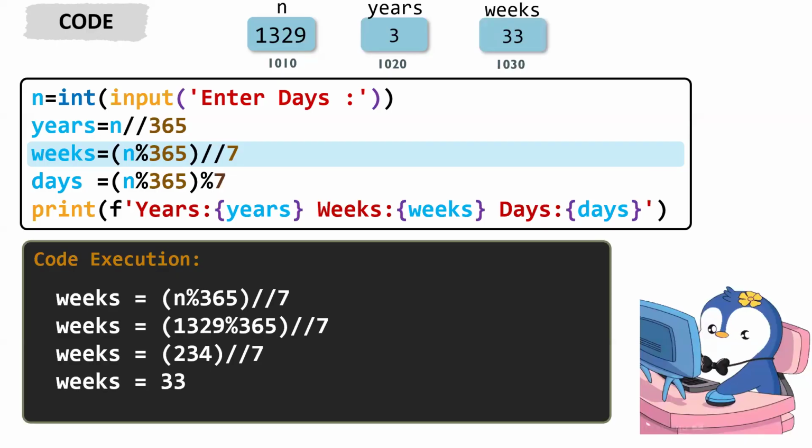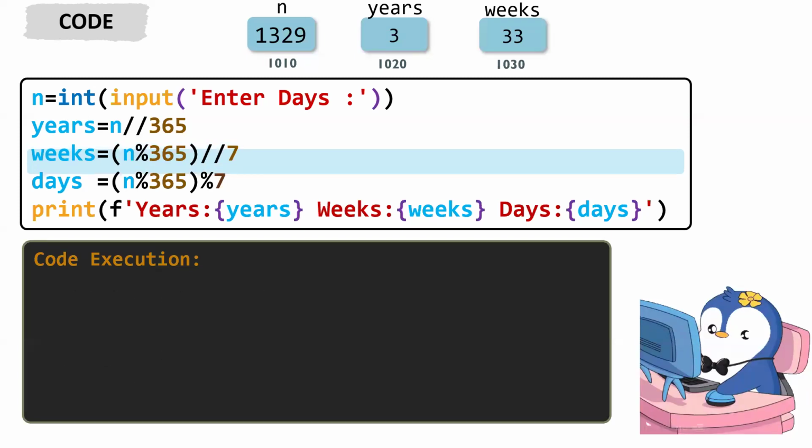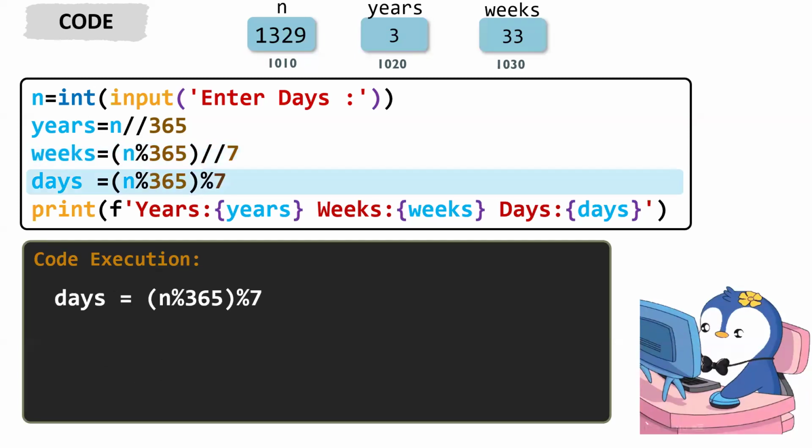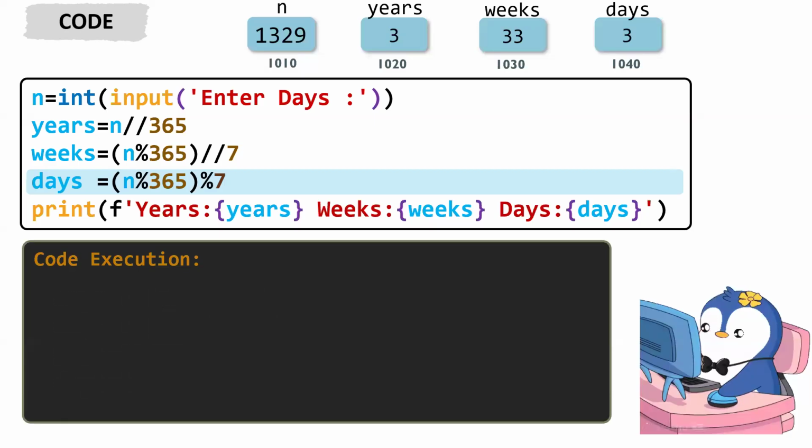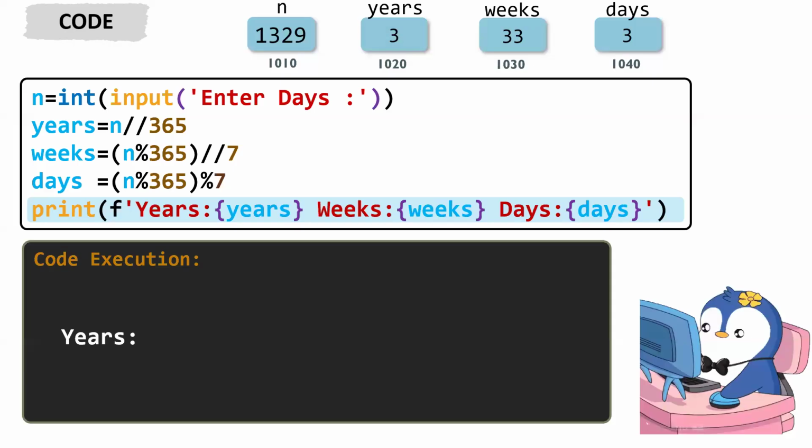Now, for the remaining number of days, what do we have to do? Same thing: days is equal to n modulus 365 modulus 7. Days is equal to that remainder we had, 234 modulus 7. So the remainder is 3. That's how easy it is. Execute line by line and you will be able to understand everything. The years value will be printed, next the weeks variable will be printed, and the days variable will be printed. That's it.